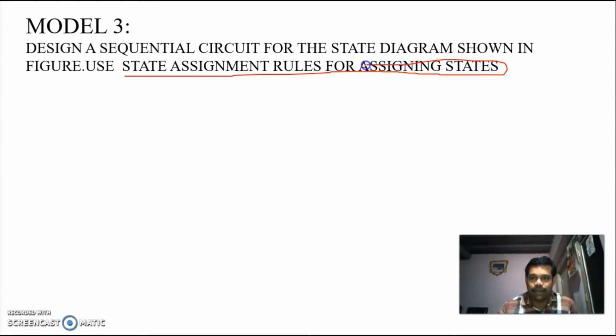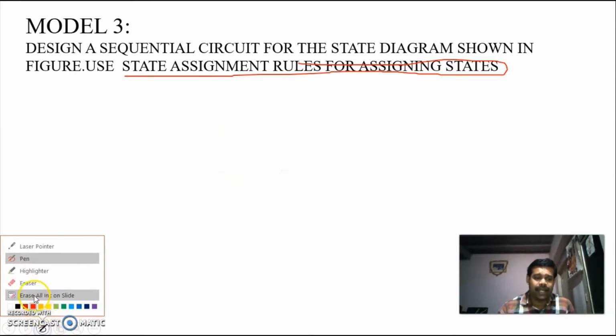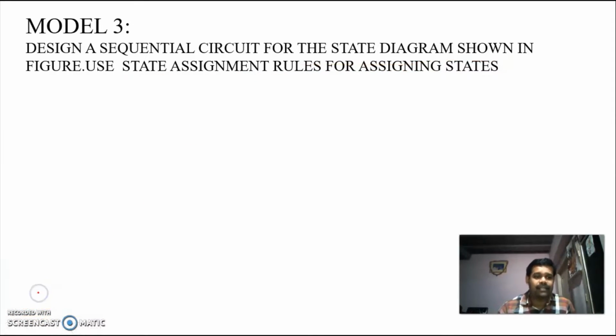In the previous problems, we assigned the states randomly. We gave the binary values randomly, but here we have to use the state assignment rules. Unless mentioned, you should not go for these state assignment rules. You do the problem normally if it is not specified. If it is specified, use state assignment rule, then you have to do it by the state assignment rules only.